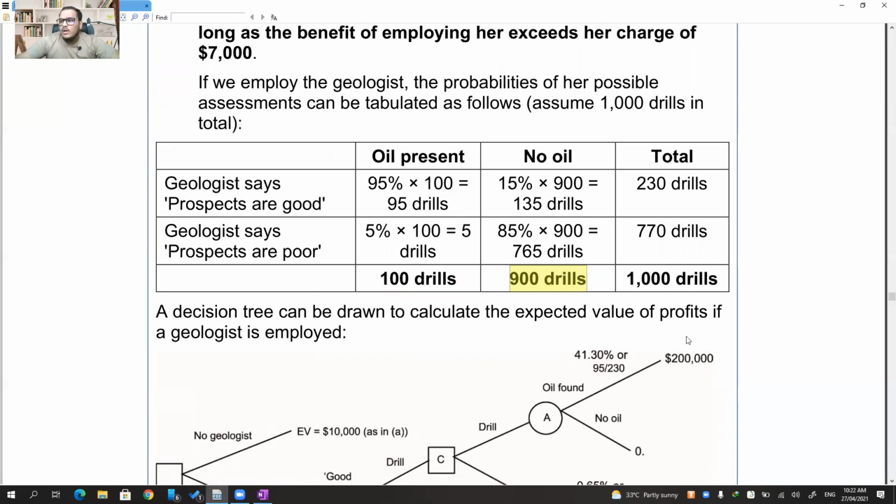Okay, now if there is oil, 95% chances are there that she'll say that there is oil. So that means out of 100 times, 95 times she'll say yes, there is oil here. And the remaining 5 times she'll say there is no oil. Similarly, if I'm doing 900 drills, 85% of the time she'll say there is no oil. 85% into 900.